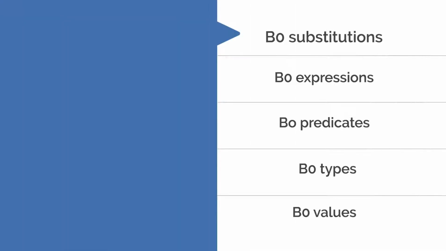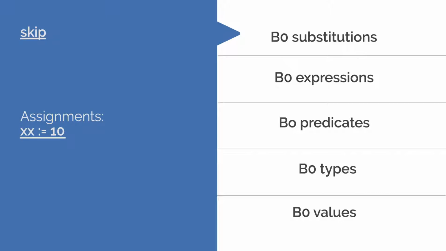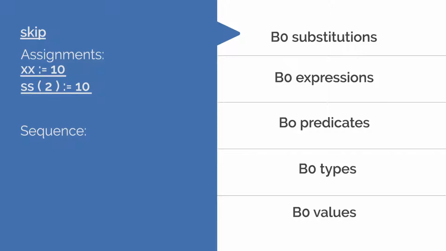The dynamic part of the implementation is related to instructions that can be used within the initialization and operations. We may split this part into 5: B substitutions, B expressions, B predicates, B types, and B values. In the B0 substitutions, first we have the skip, which is a command that simply terminates and does nothing. We have assignments like XX receiving 10 or SS index 2 receiving 10. We have the sequence like XX receiving 10 and then YY receiving XX.